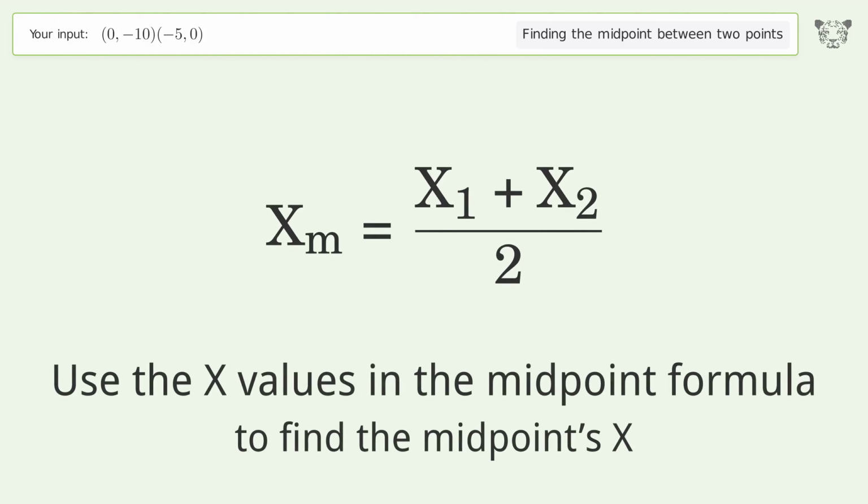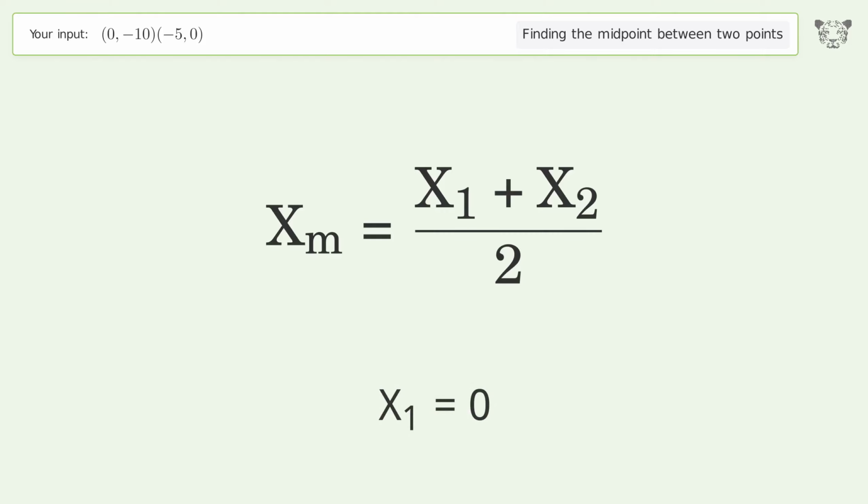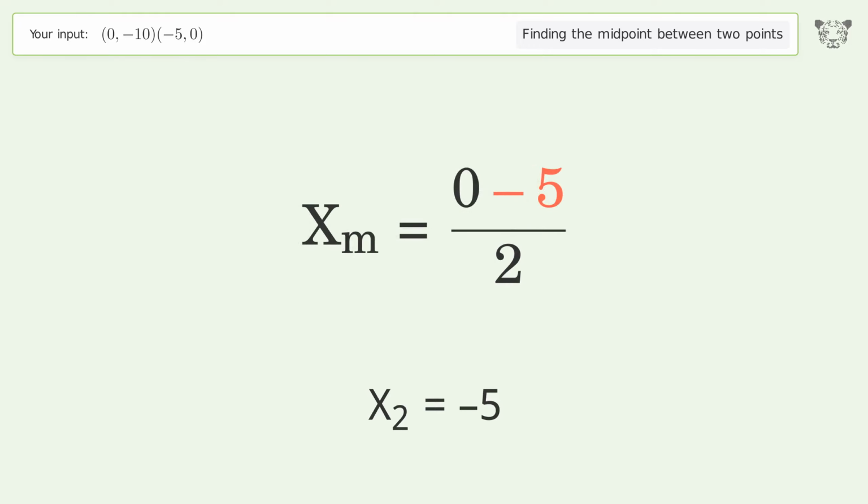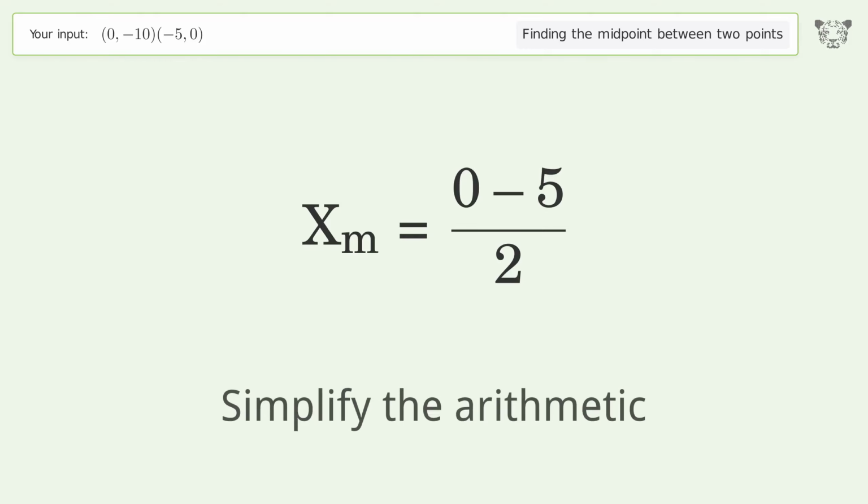Use the x values in the midpoint formula to find the midpoints x. x1 equals 0. x2 equals -5. Simplify the arithmetic.